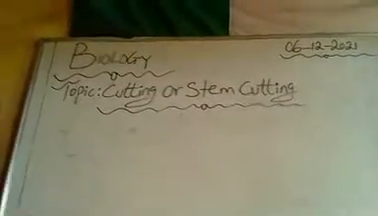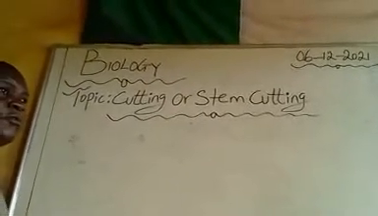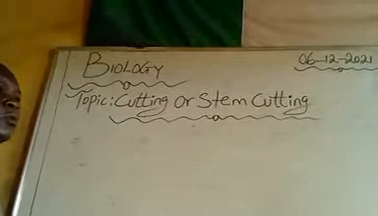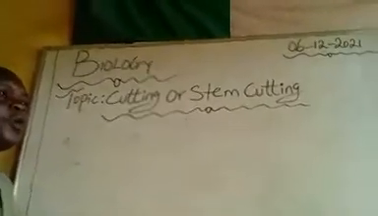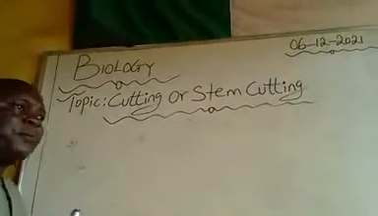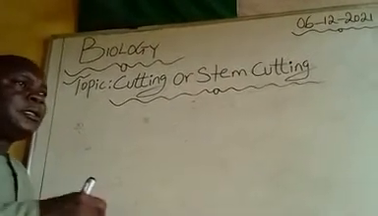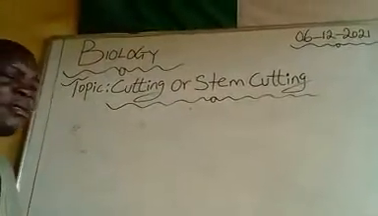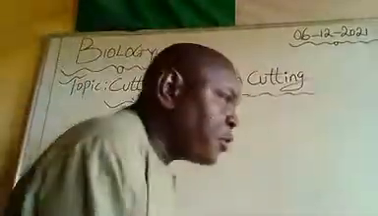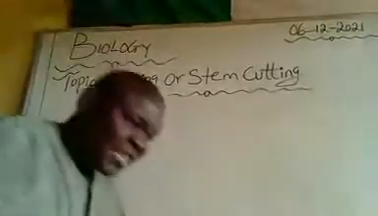If you want to get new plants from the parent plant, what do you do? You are to cut the stem of the parent plant, the branch of the parent plant, or the root of the parent plant into portions. Then you start planting those portions so as to get new plants.